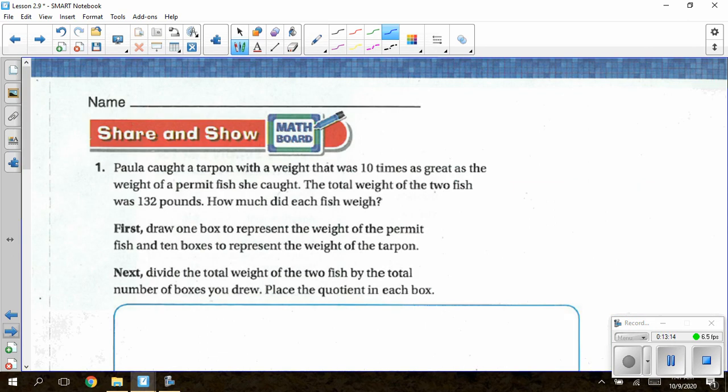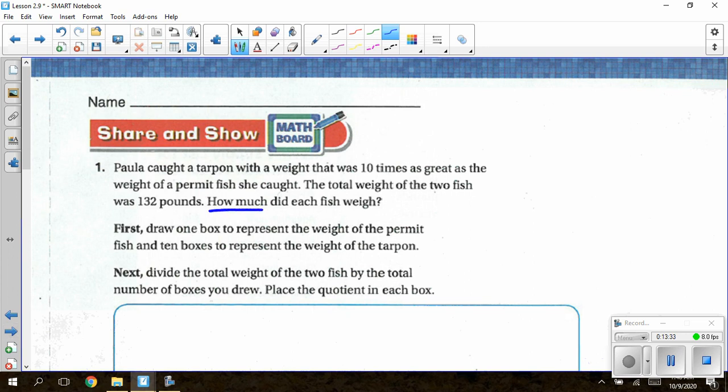Moving on to the next page. Under the share and show, it says Paula caught a tarpon with a weight that was 10 times as great as the weight of the permit fish she caught. The total weight of the 2 fish was 132 pounds. How much did each fish weigh?